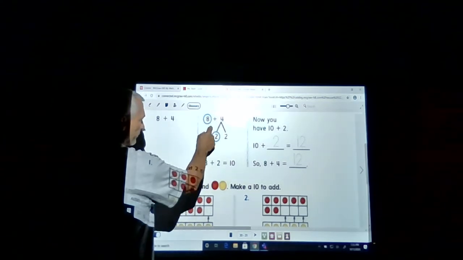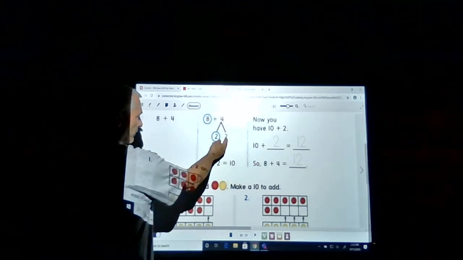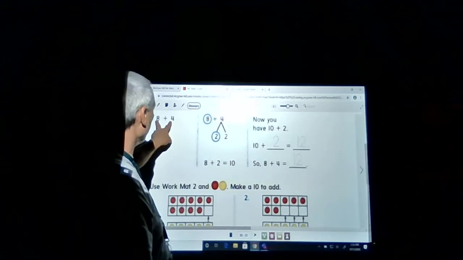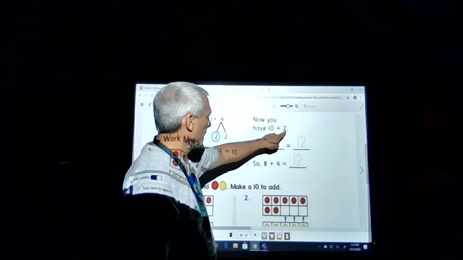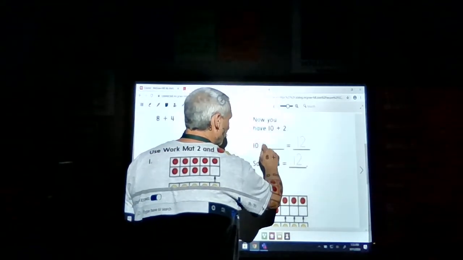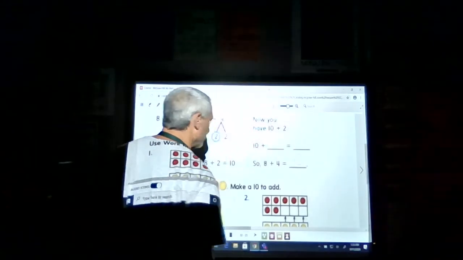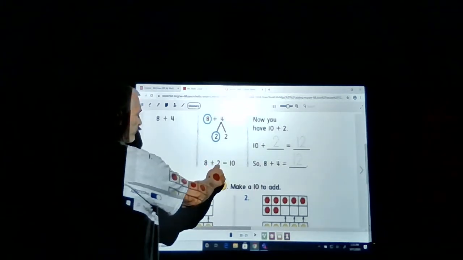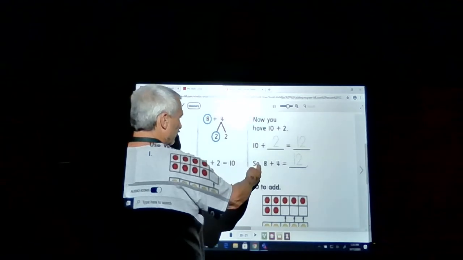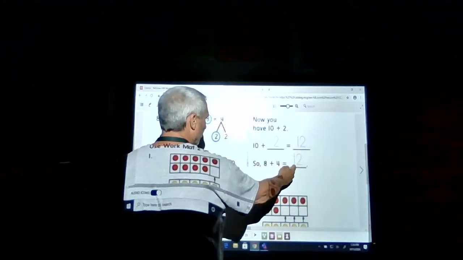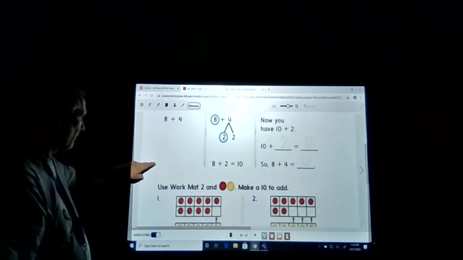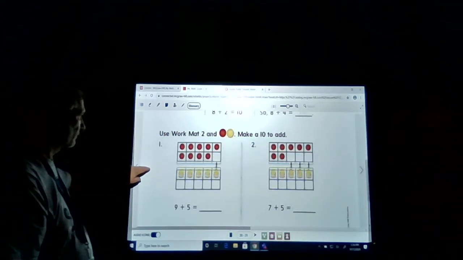So 8 in the blue, 2 makes 10, 2 left over. Now you have 10 plus 2. So 8 plus 4 is exactly the same as 10 plus 2 as far as the sum goes. And you can trace over that. 10 plus 2 equals 12. If 8 plus 2 equals 10, well, 8 plus 4 equals 12. Let's take a practice with our work mats.